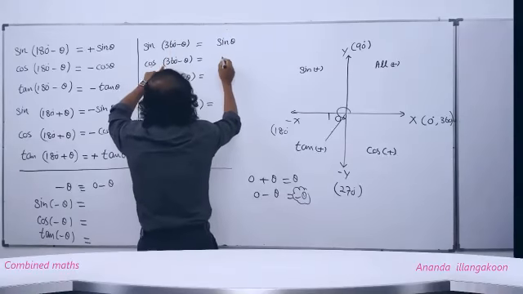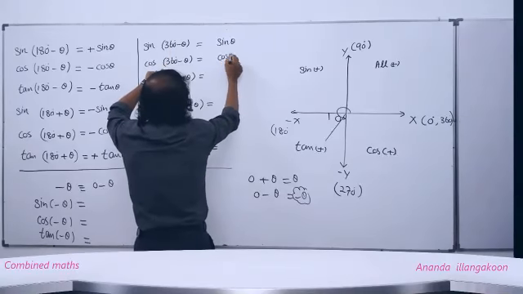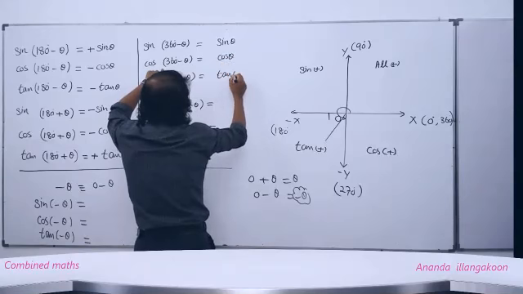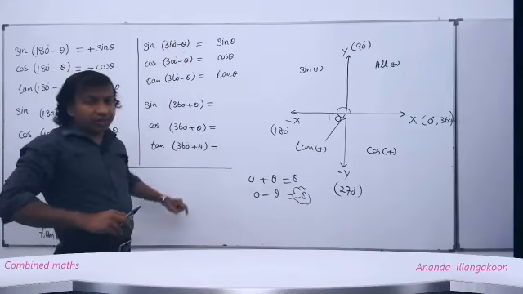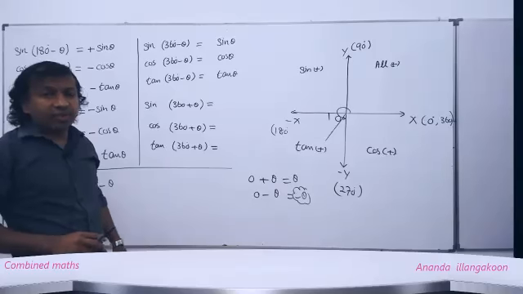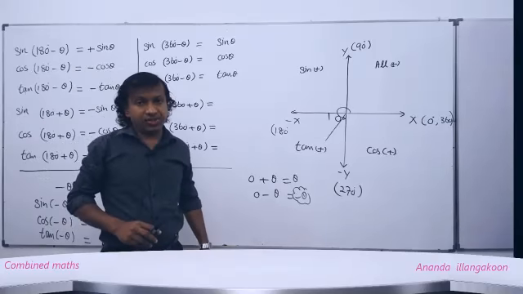Here sin theta, cos theta, tan theta. 360 minus theta. That means an angle theta before 360.